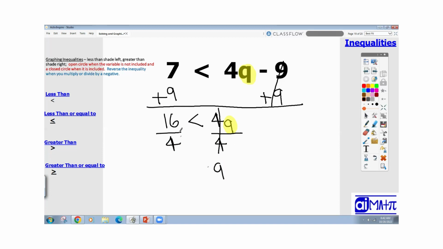That leaves me with q. 16 divided by 4 is 4. So I have 4 is less than q. And I want to write that from the perspective of the q. So I call that q is greater than positive 4.